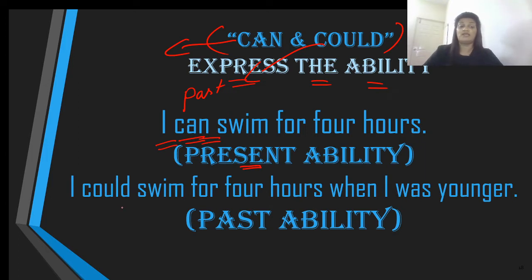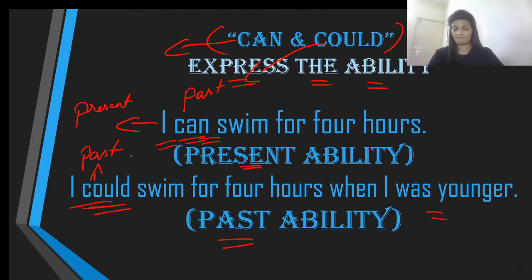And when you say I could swim for 4 hours when I was younger, you are speaking about your past ability. As in, when you were younger, you were able to do something. That is how you speak about past tense. So like I told you, can is present, whereas could is the past tense of can.